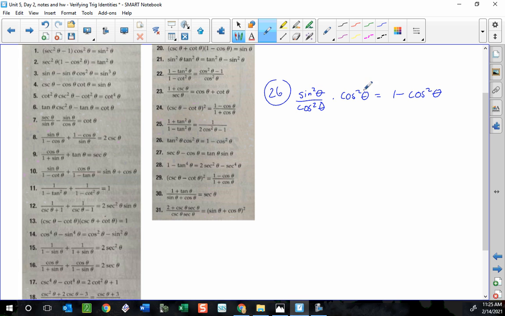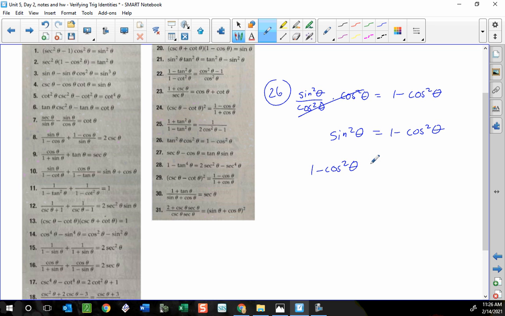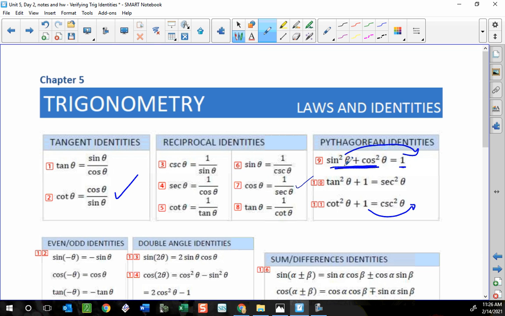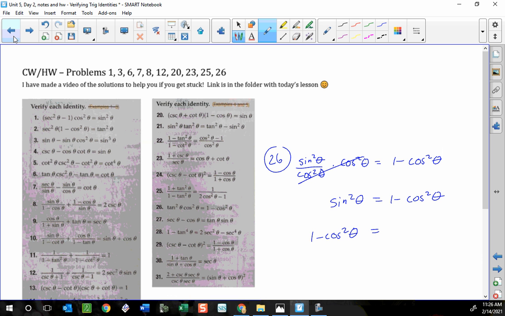All right, cosines cancel. I got sine squared equals 1 minus cosine squared. And I know that to be true, but I still have to write it. So I have to change sine squared to 1 minus cosine squared. Because remember, sine squared is 1 minus cosine squared. All right, so 1 minus cosine squared is sine squared. All right, and so then we're done.